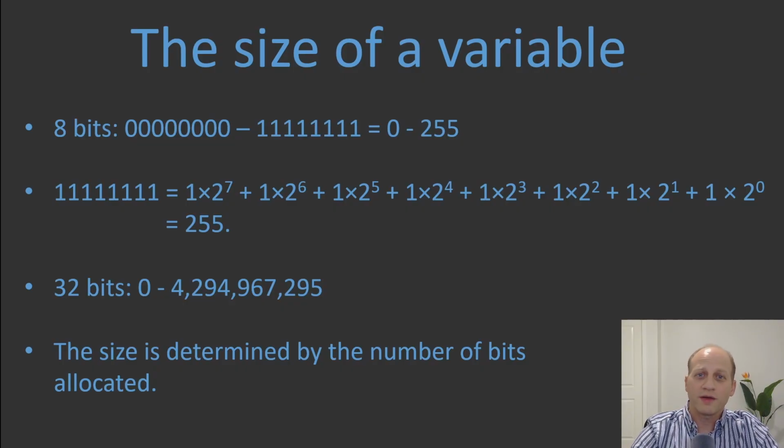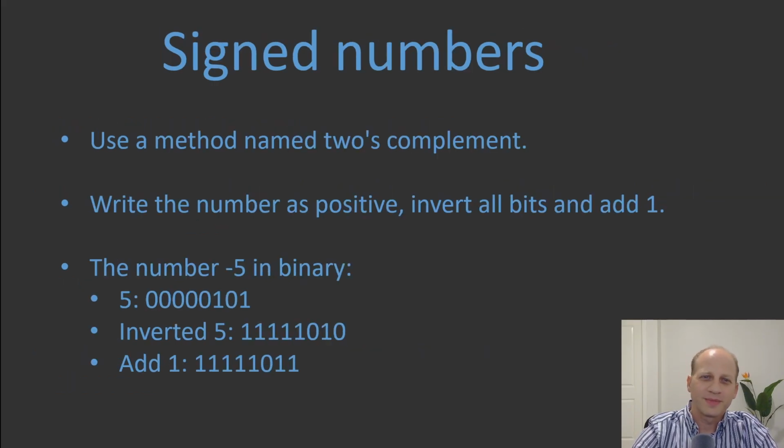The more bits we have, the bigger the number we can store in it. So if we have, for example, 32 bits, we will be able to store a much larger number of 4 billion and something. The size is determined by the number of bits allocated for the variable. What we have just seen is a type of variable that can store unsigned integer numbers.